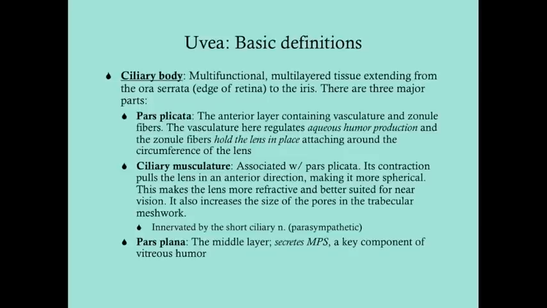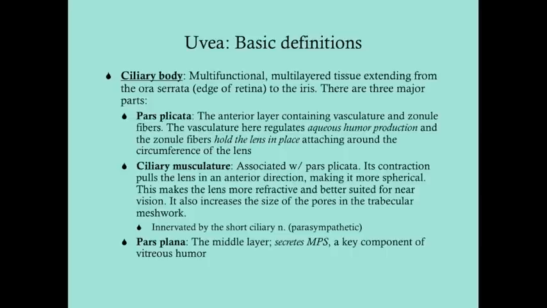So you have the pars plicata, which is the most anterior layer. It contains vasculature, as well as those zonule fibers, which connect the ciliary body to the lens and allows the ciliary body to manipulate the shape of the lens, as well as hold the lens in place. The vasculature in the pars plicata regulates aqueous humor production, and that's also where you get your aqueous humor from. So it's just fluid coming out of the vasculature right there.